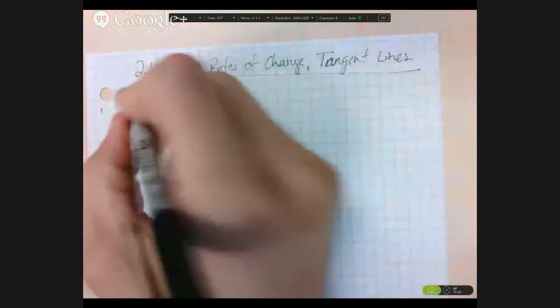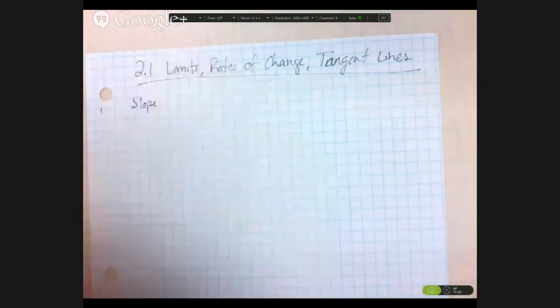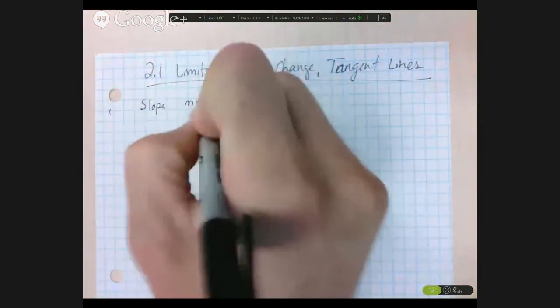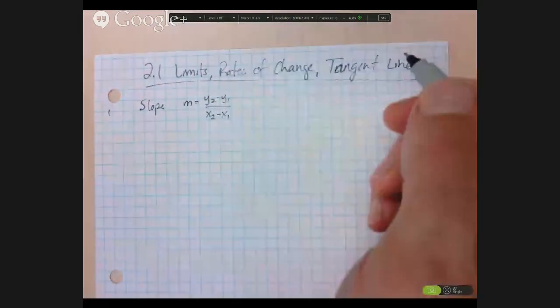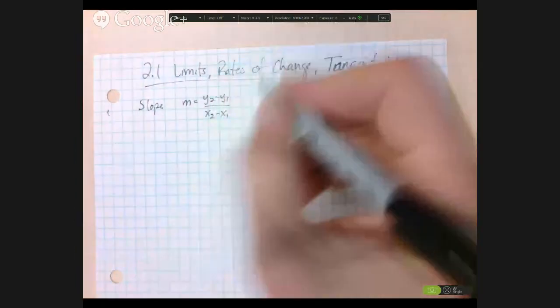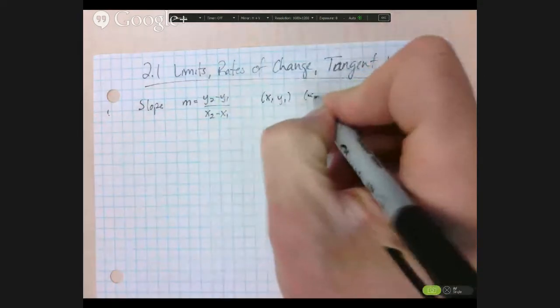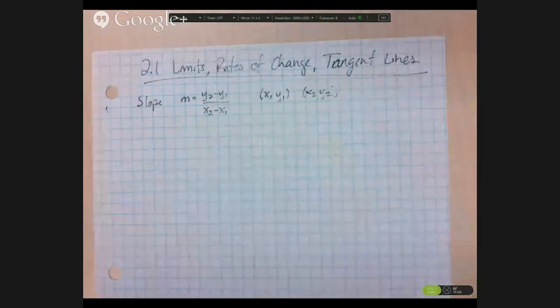Okay, I'm going to start with something you're familiar with. Slope. You are familiar with that notation, coming from a point or 2 points, like such.